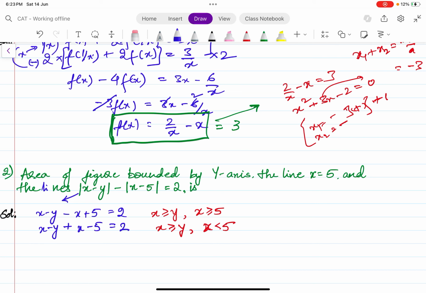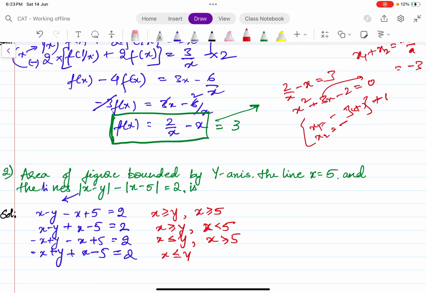Okay, and so the third equation would be what? Minus x plus y minus x plus 5 equal to 2. So here it is x is less than or equal to y and x is greater than or equal to 5. Next you have minus x plus y plus x minus 5 is equal to 0. So this one is x is less than or equal to y comma x is less than 5. Sorry, it is just less than, not less than or equal to, because if it is equal to, then it should be greater than 0, right? So it will become positive, but we want it to be negative. Therefore it is x is less than y and x is less than 5 also.